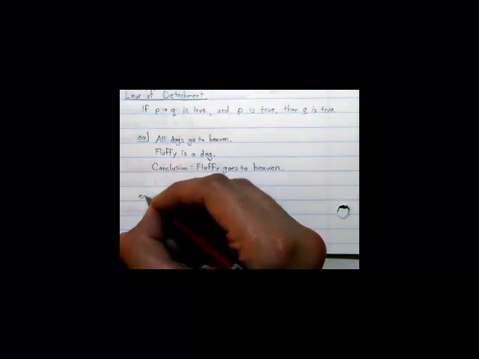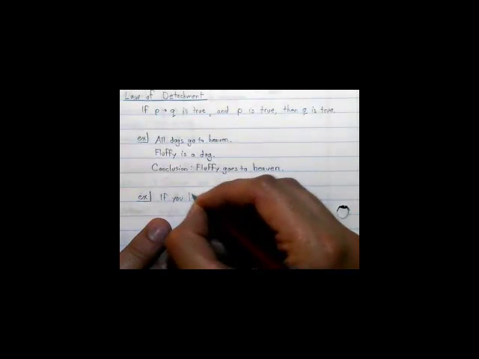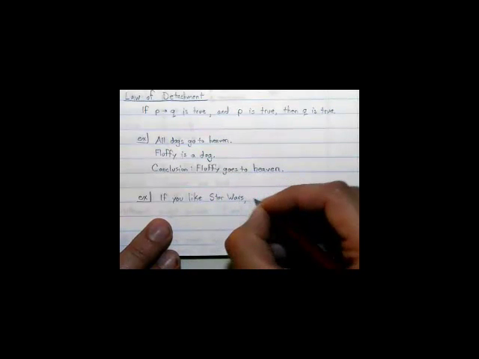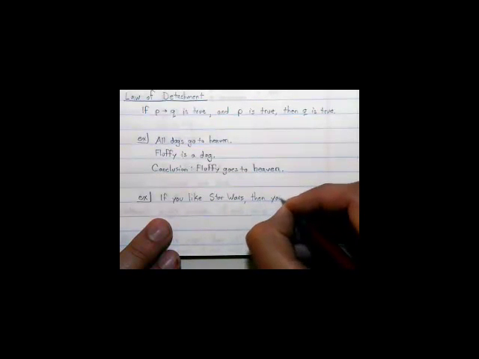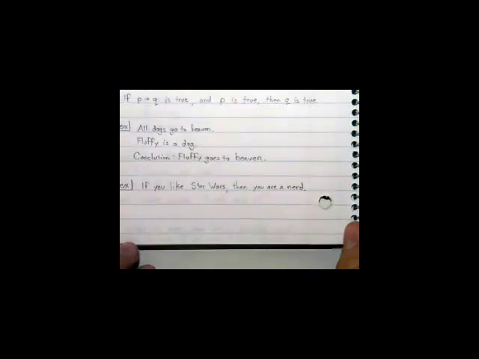All right. So that's the law of detachment. Now, sometimes you're going to have something that looks like the law of detachment, but you can't actually logically conclude anything from it. So I'll give you another example here. All right. This other conditional we're going to work with now is: if you like Star Wars, then you are a nerd.